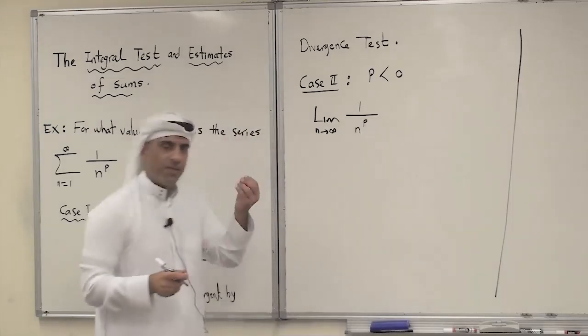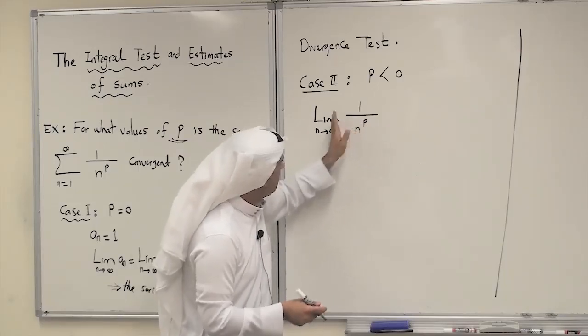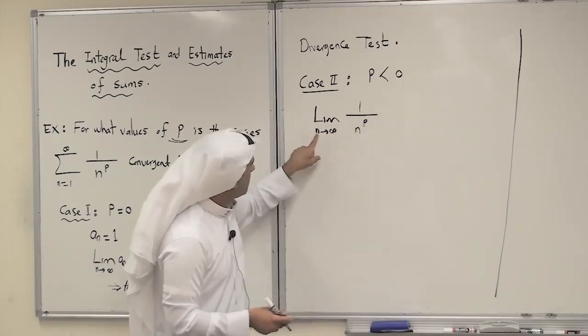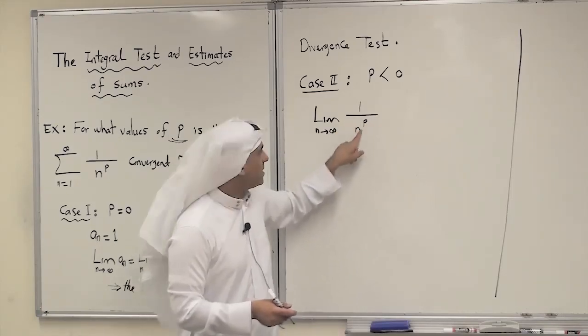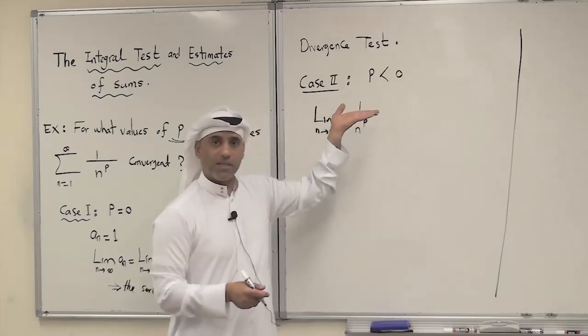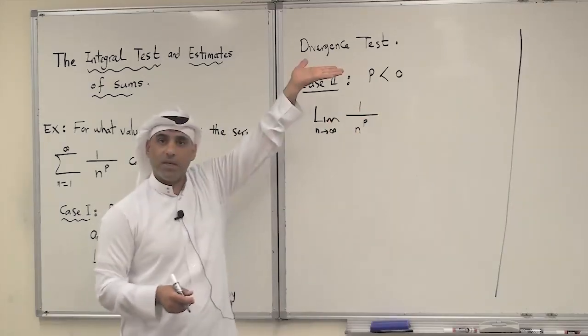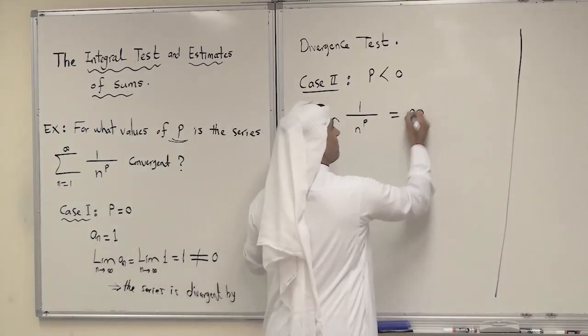Now, you should be careful here. P is negative. Let us say minus 2, minus 3, minus 1/2, etc. And you are taking n goes to infinity. So this value will be what? If this is negative, you can take it up. N to the power minus p will be positive, and n will go to infinity, so the value will go to infinity. So this is equal to infinity.